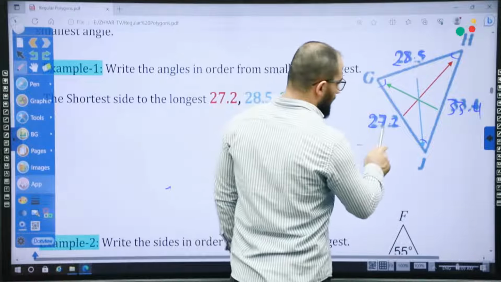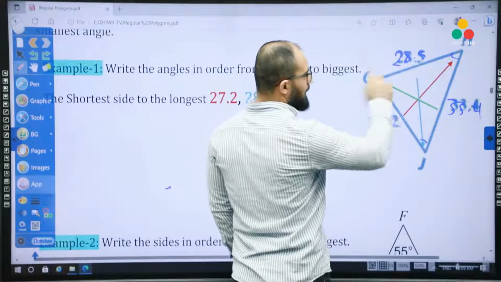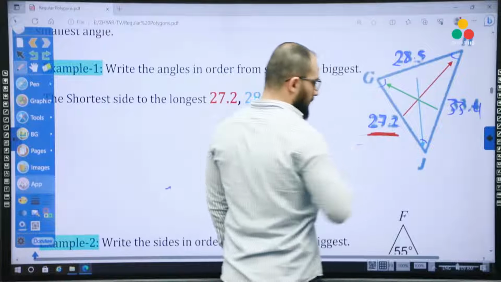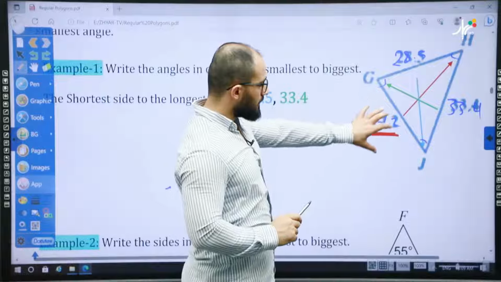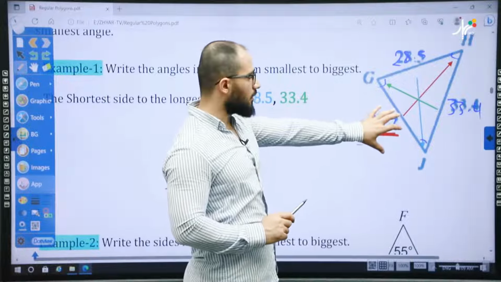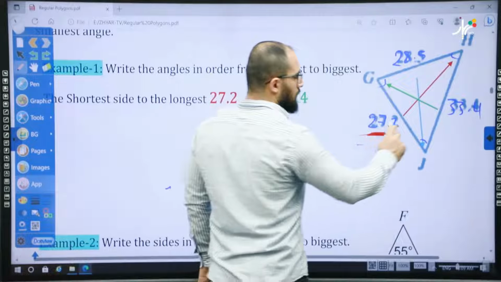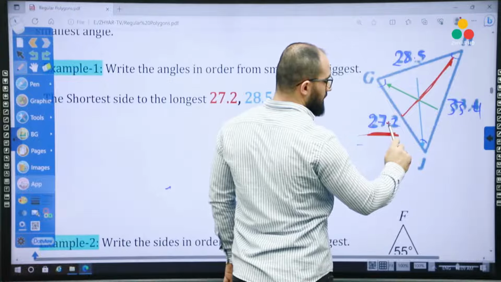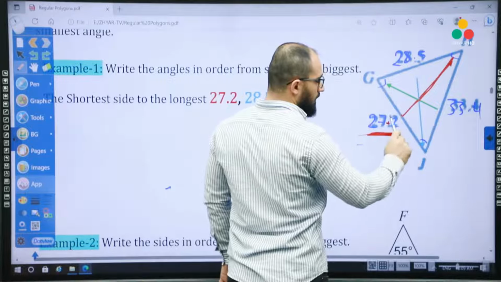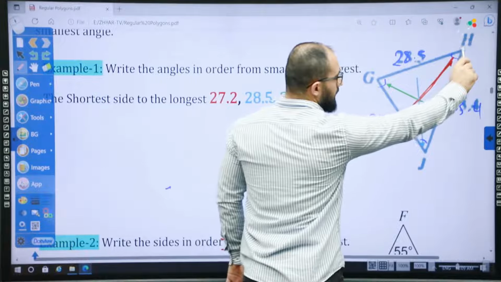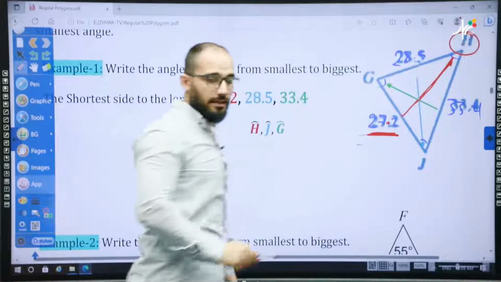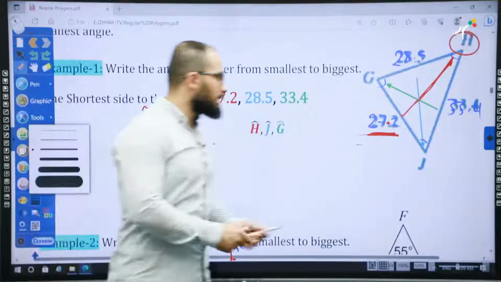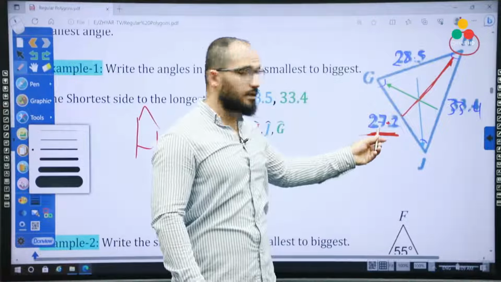Look at the numbers: 27.2, 33.4, 28.5. Which number is the smallest? The smallest number is 27. Because this is the shortest side, the smallest angle is across from it. So 27.2 is the shortest side. Opposite to 27.2 is angle H. So the smallest angle is H. Write down angle H. This is the first one. Why? Because H is opposite to the shortest side.